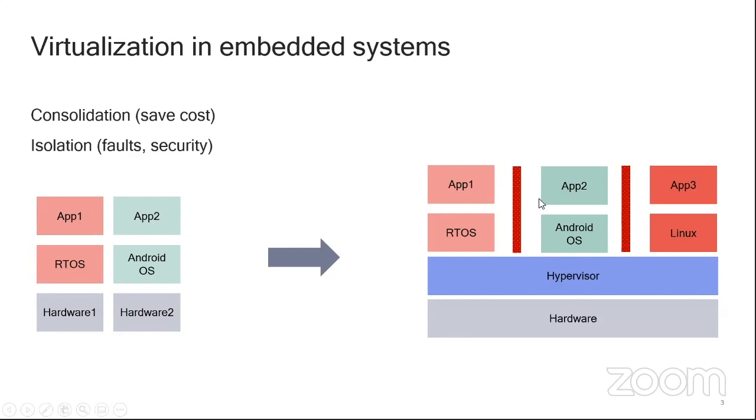While we are consolidating, we also want strong isolation between these applications, so that if one of those operating systems crashes, the mission critical ones are not affected. The other reason is security sensitive applications: by moving them to run in the context of a different operating system, we gain better isolation, so that if, for example, the Android OS is compromised, it does not result in data leaks or in the security sensitive application being compromised as well. That's why virtualization is gaining traction in some of the products Qualcomm makes.